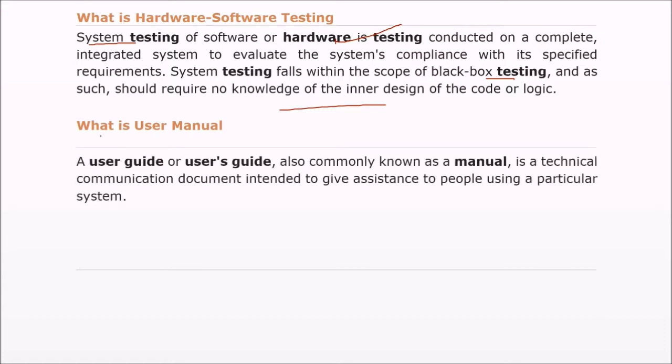What is user manual? A user guide, also known as the user manual, is a technical communication document intended to give assistance to the people using a particular system that you have developed. What is soft computing?